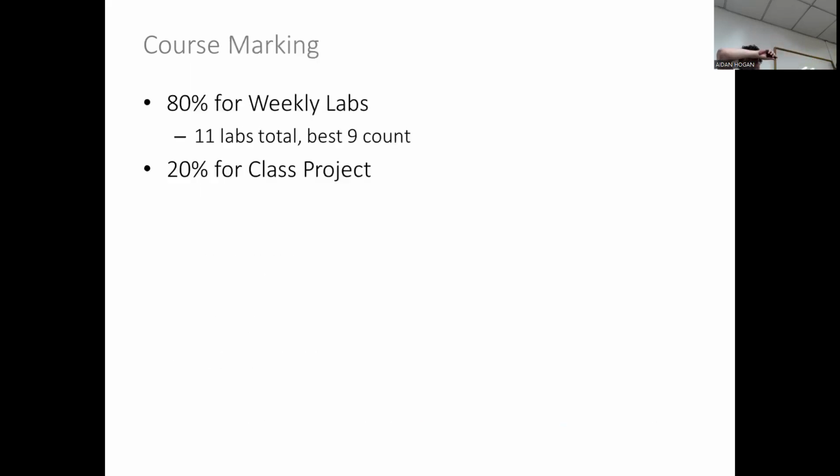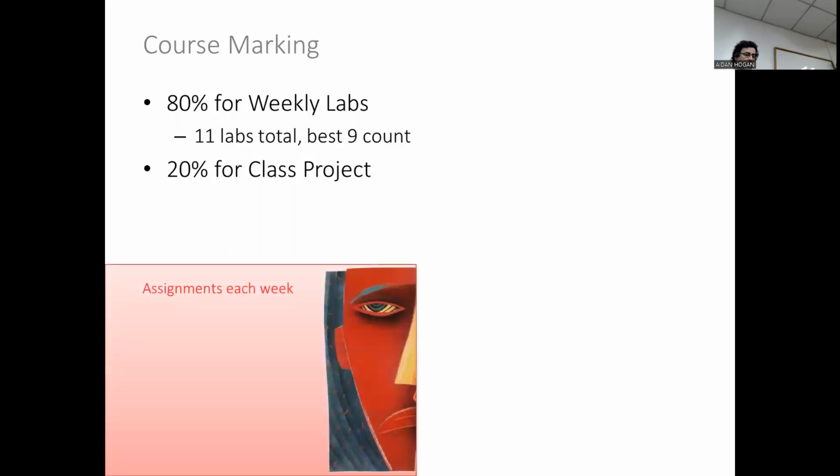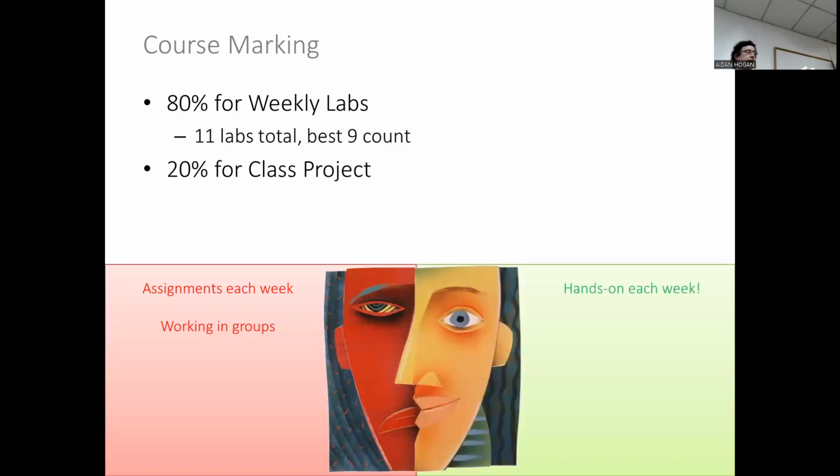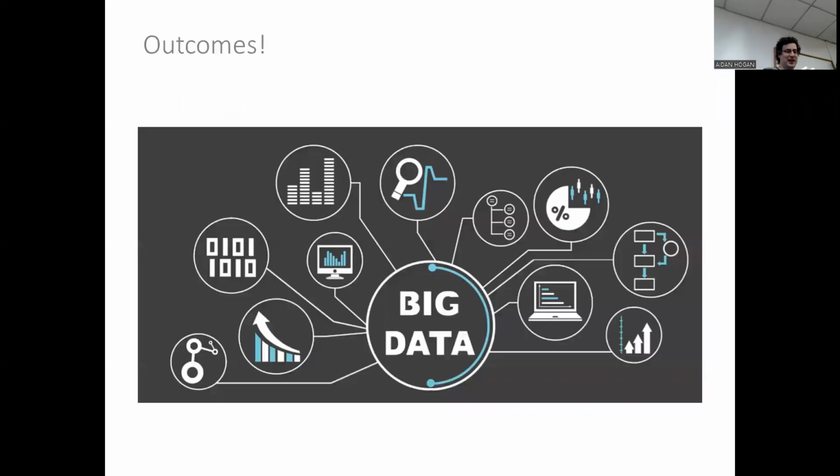Course marking: 80% for weekly labs. There will be 11 labs in total, and the best 9 of those will count. 20% for a class project. So, bad news: assignments each week, working in groups. Good news: hands-on each week and working in groups. Okay. So as you prefer.